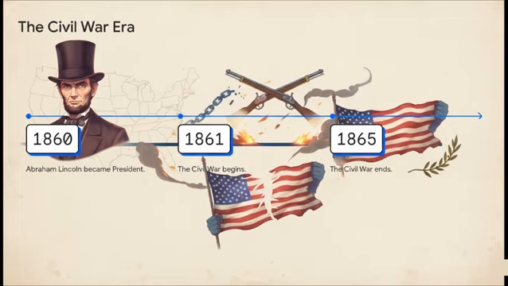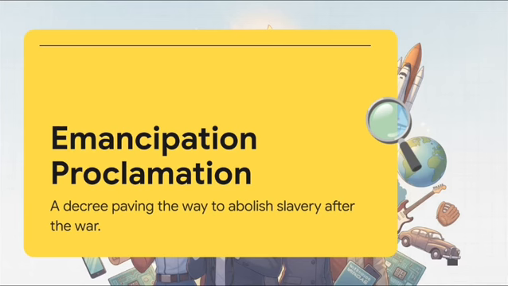The election of Abraham Lincoln was the catalyst that plunged the country into the deadliest conflict ever fought on American soil. The Civil War violently tore the nation in two, and it raged relentlessly from 1861 all the way to 1865. Right in the thick of all that devastation came a massive strategic and moral turning point, the Emancipation Proclamation.